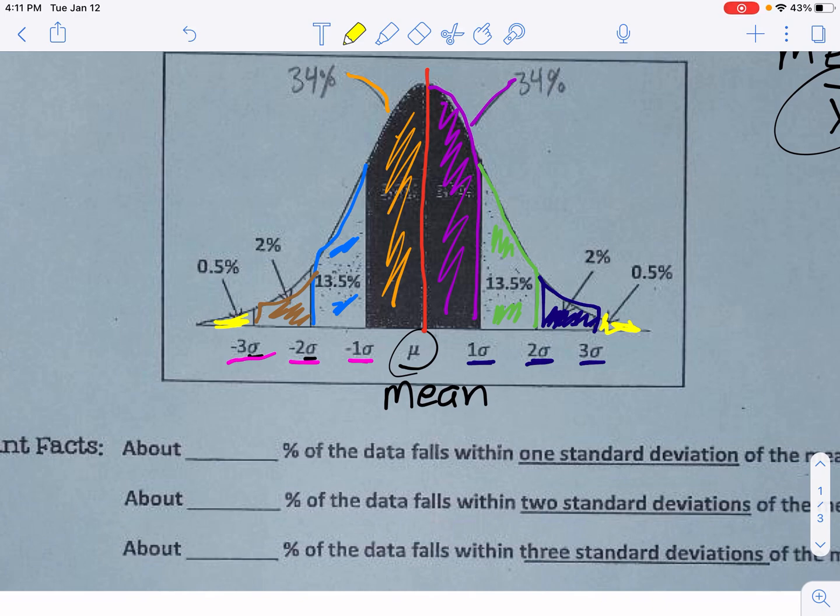Now, a good way to think of this, if you think of IQ scores, the average IQ score would be 100.